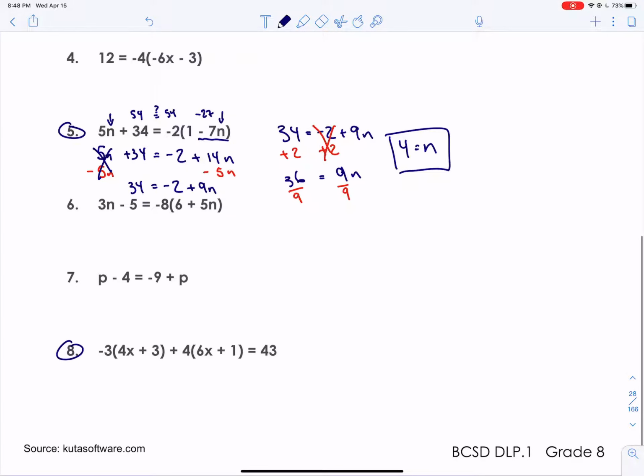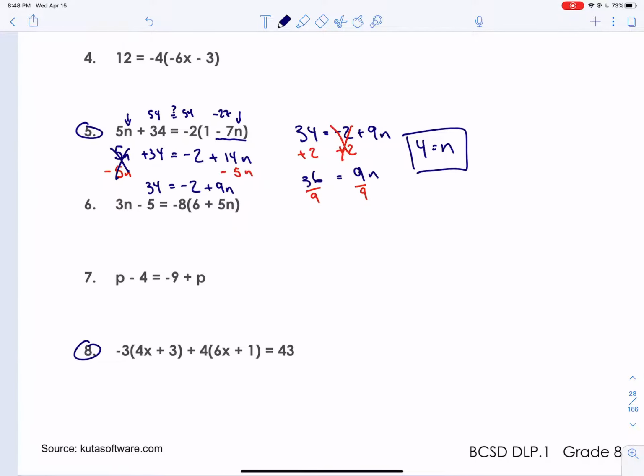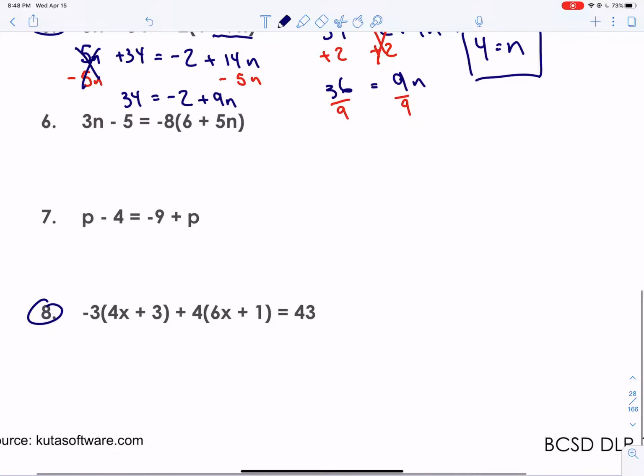Okay, number 8. So distributive property first. So negative 3 times 4x is negative 12x. Negative 3 times positive 3 is negative 9. And then 4 times 6x is 24x. 4 times 1 is 4. And the right side is just 43.